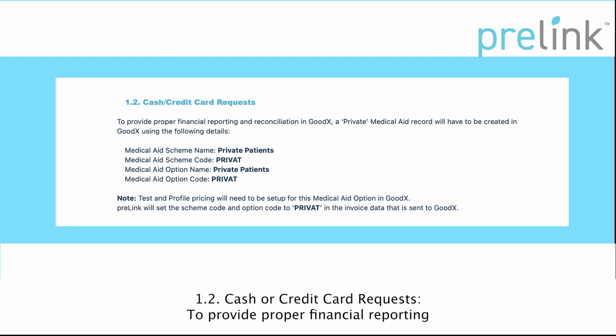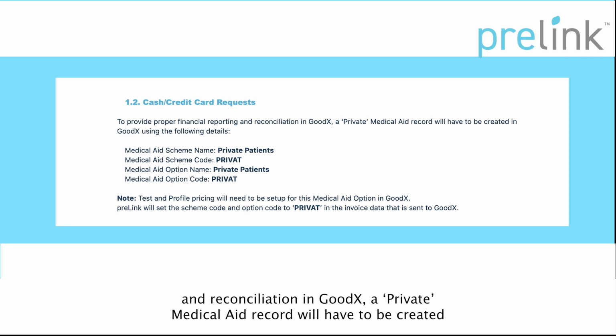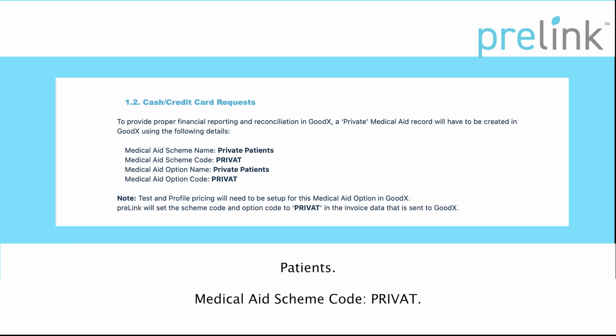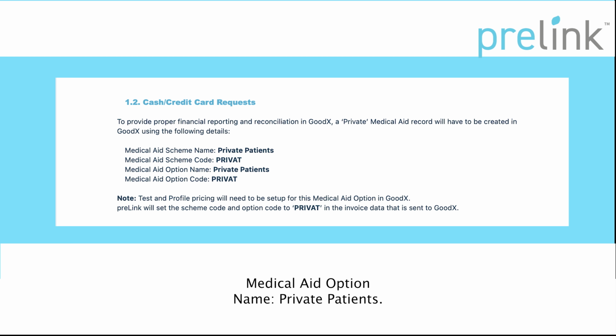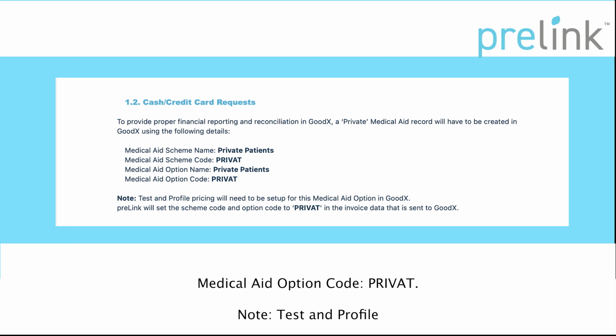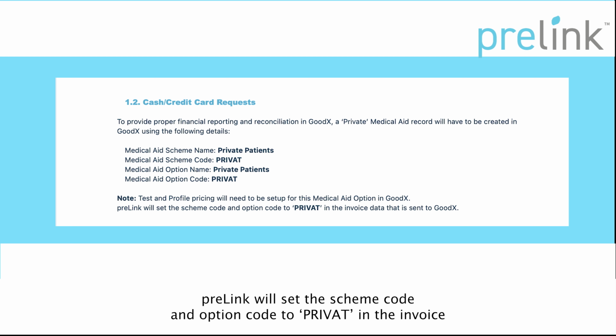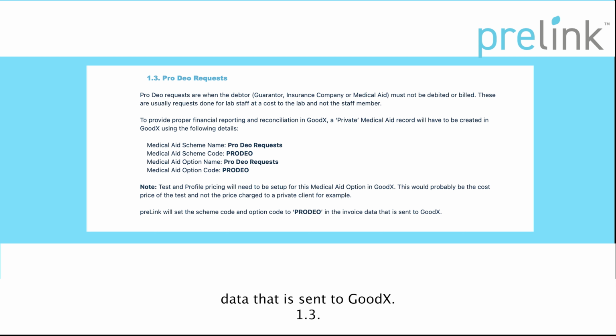1.2 Cash or credit card requests. To provide proper financial reporting and reconciliation in GoodX, a private medical aid record will have to be created in GoodX using the following details: medical aid scheme name, private patients. Medical aid scheme code, privat. Medical aid option name, private patients. Medical aid option code, privat. Note, test and profile pricing will need to be set up for this medical aid option in GoodX. Pre-link will set the scheme code and option code to privat in the invoice data that is sent to GoodX.